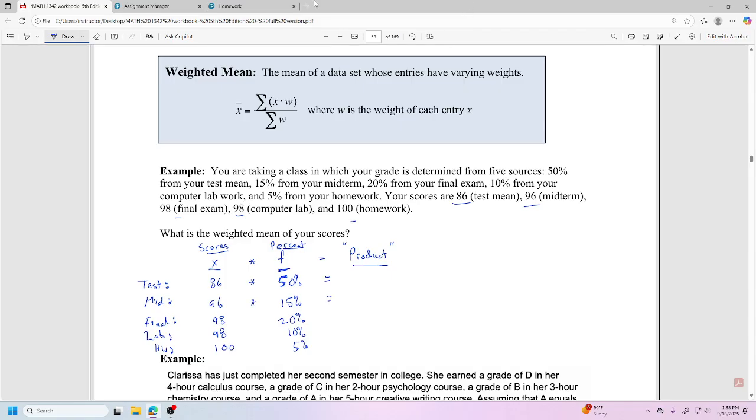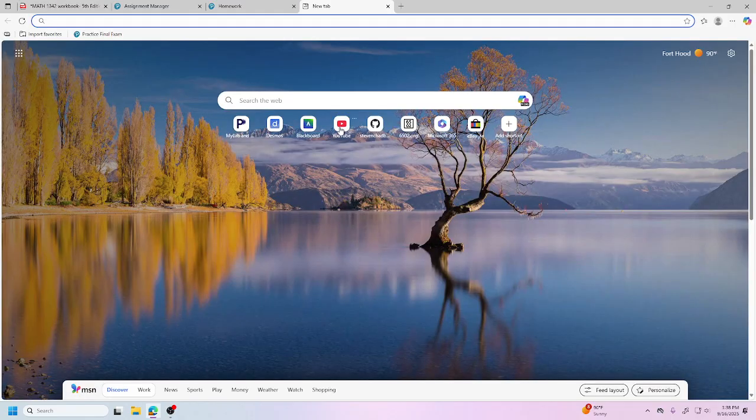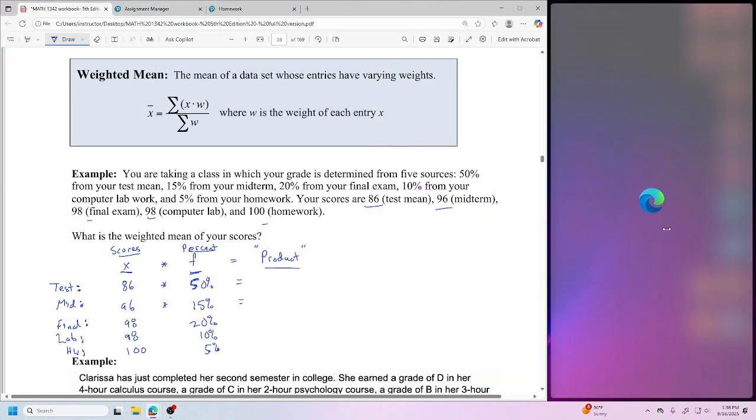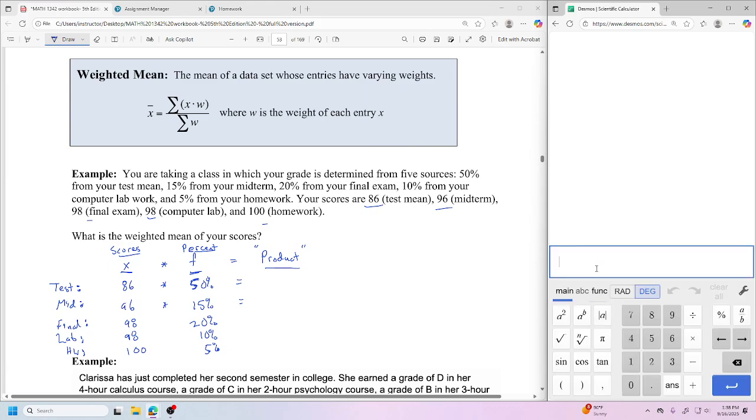So what I want to do is, of course, get a calculator up to help me. Desmos. So I want to do 86 times the 50, and that's kind of okay. It's not the worst thing. But if I were to do it properly, what would I really be using instead of the 50? Yeah, 0.50, right? 50% in decimal form. Have y'all seen that? Okay, so just as a quick reminder there. So we got a 43.